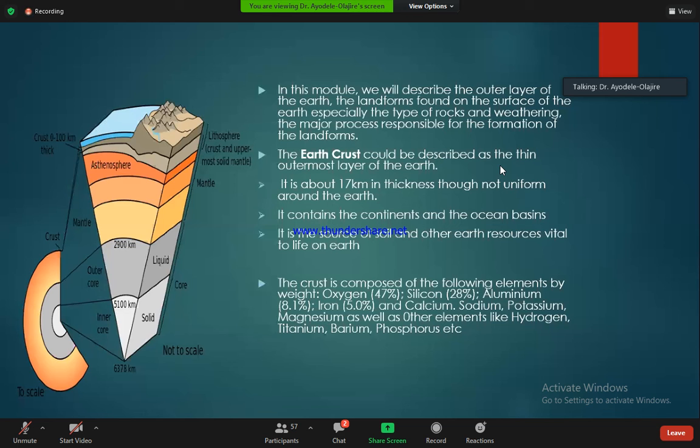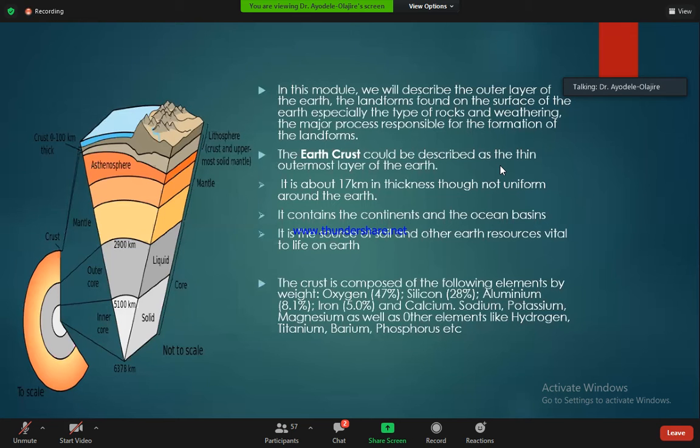You have ocean basins. You still have your crust extending through all of those places. The crust is also the source of soil and vital resources that we have. So gold is found within the crust. When we plant for agriculture, we make use of the crust. So overall, the crust is composed of a couple of elements.